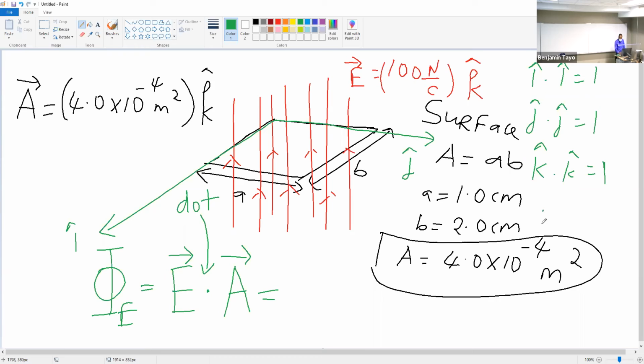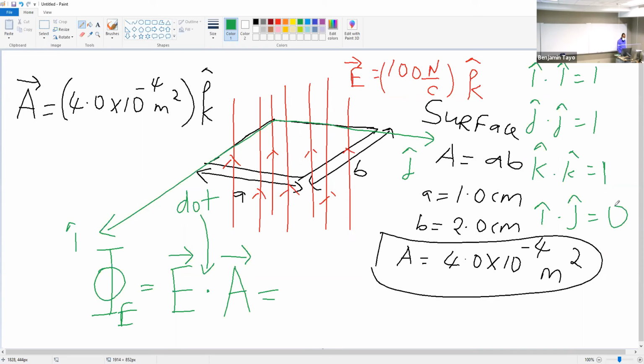Now let me ask you, what is I dot J? I know it's cross. This is dot, not cross, remember. What is I dot J? 0. Because when two vectors are at 90 degrees, the dot is 0, right? So remember, dot is not the same as cross, right?